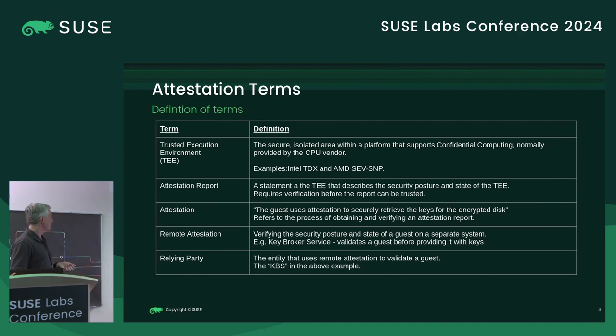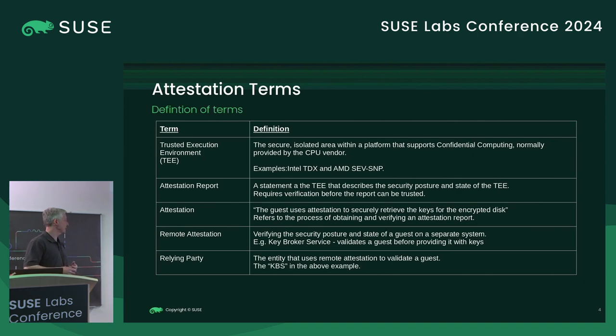Attestation, obviously an important term here. Attestation is the operation that takes place by a relying party, which we'll talk about in a minute, to actually prove that an attestation report is genuine, and then to use the information within that report to determine whether or not to trust a guest. So I've got an example there. The guest uses attestation to securely retrieve the keys for the encrypted disk.